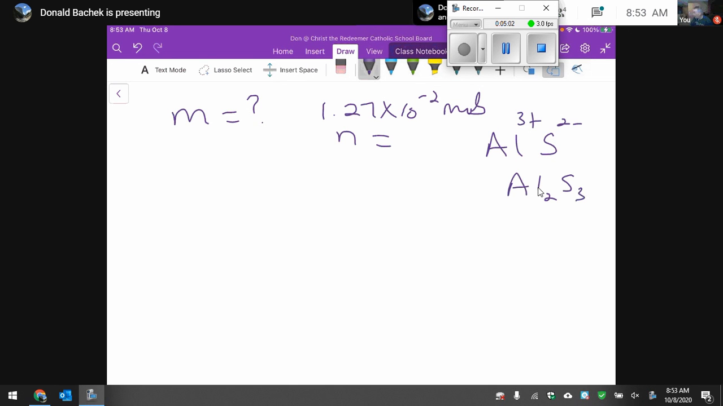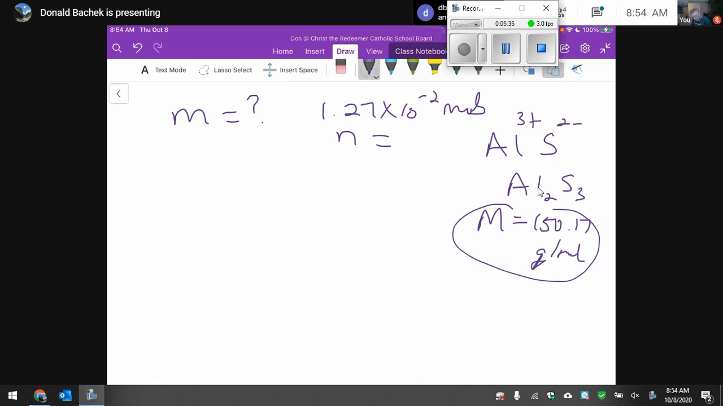Good. We can get the molar mass from that, which I'll do here right away. 2 times aluminum's 26.98. Does that sound right, somebody? Okay. And 3 sulfurs, I think I know that is 32.07. So that's 150.17 grams per mole. Somebody agree with that? Good.